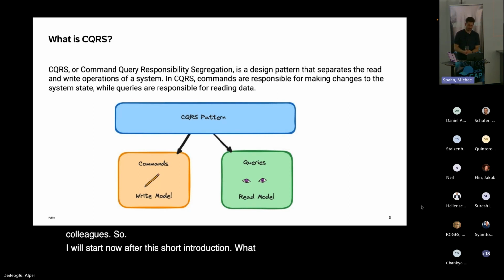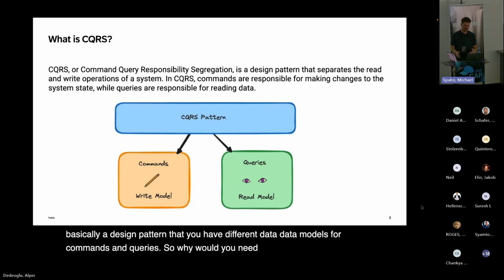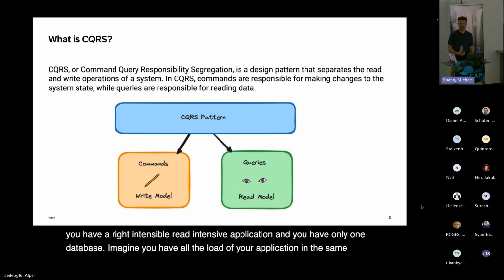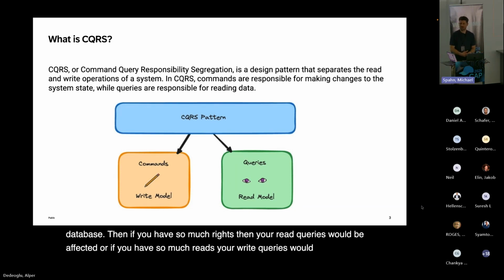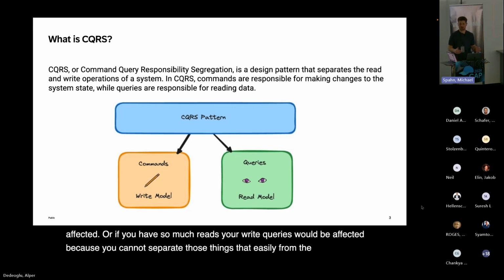What is CQRS? CQRS is basically a design pattern where you have different data models for commands and queries. So why would you need that? Imagine you have a write-intensive or read-intensive application, and you have only one database. Imagine you have all the load of your application in the same database. Then, if you have so many writes, your read queries would be affected. Or if you have so many reads, your write queries would be affected, because you cannot separate those things that easily, also in the application layer and the model layer.